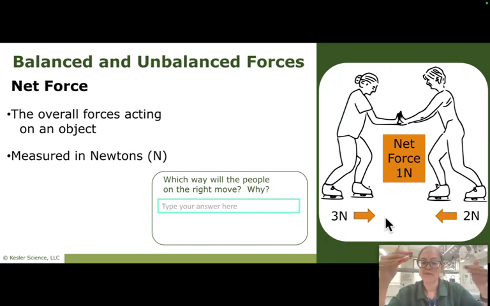So we know since they are moving in opposite directions, we need to subtract. So 3 minus 2 is 1. And since the person going to the right is stronger, then they are going to scoot to the right with a force of 1 newton. So this person on the left with the bun in her hair, like me, is going to win.